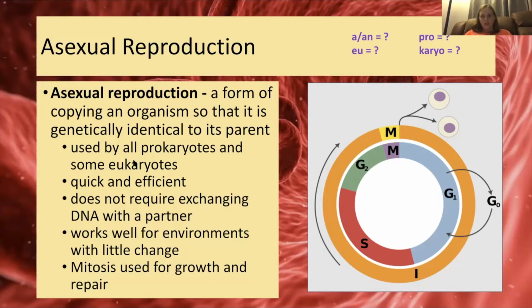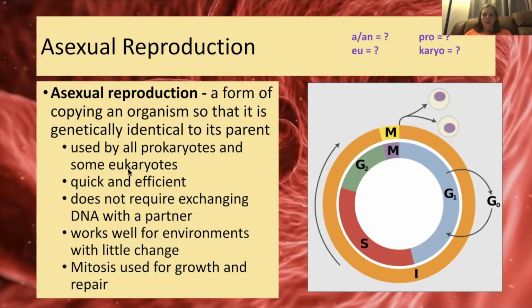Now, multicellular eukaryotes are going to use mitosis to grow, to add cells to the body in order to become bigger. So, baby organisms have fewer cells than the adult organisms of the same type would have. Other ways multicellular eukaryotes use mitosis is to repair damage. So, if you get a cut, for example, that cut needs to repair itself. So, the cells around it are going to copy themselves in order to fill up that gap. Hopefully, with cells very similar to what were there before that damage.